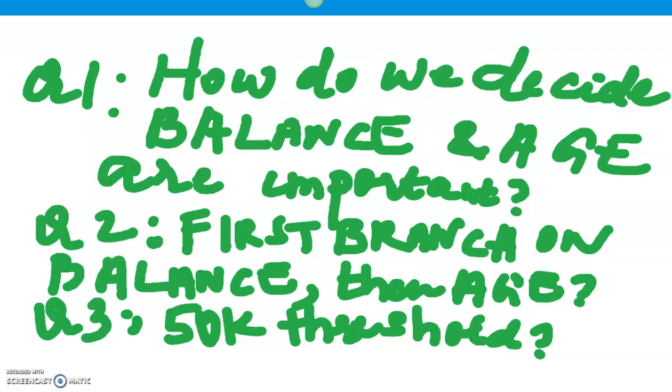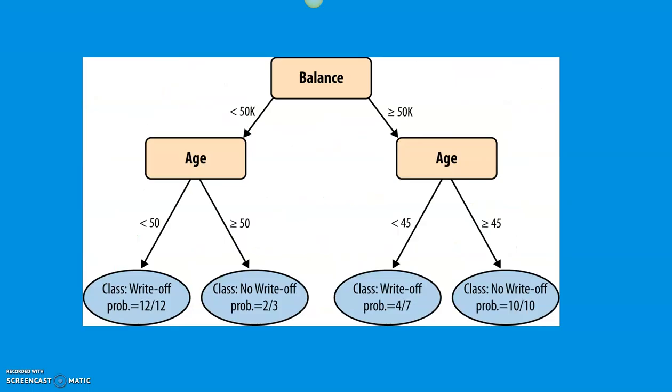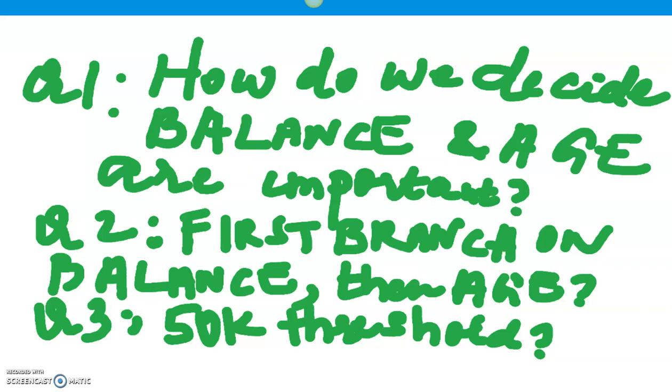So some of the questions are, how do we decide that balance and age are important? If you notice in this tree, we did not use the customer's employment status in the classification, and that's possible. Sometimes you have lots of data, and if you have 100 different pieces of information, you may only want to use 17 of them to perform the classification, because the other 83 don't add a lot of information to the classification task. So the question you should be asking yourself is, how do we decide that balance and age are important?